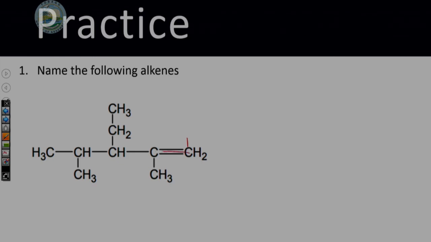Let's check. 1, 2, 3, 4, 5. So we have 5. If I had gone this way, 1, 2, 3, 4, 5 is the longest. So 5 is the longest. It doesn't matter which direction I would have gone. So we found the longest chain. So we have 2, 3, 4, and 5. We number all our carbons. So we know that our longest chain is again 5 carbons, and we call it pentene.